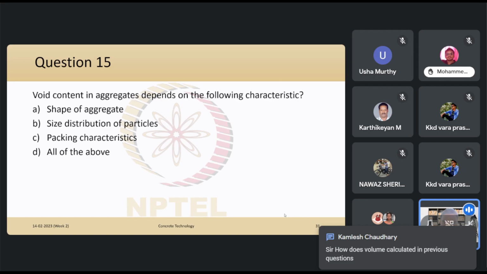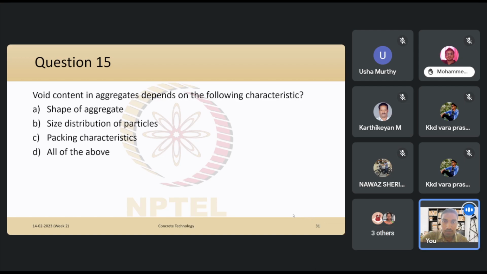Okay, there is one doubt. How is the volume calculated in the previous question?